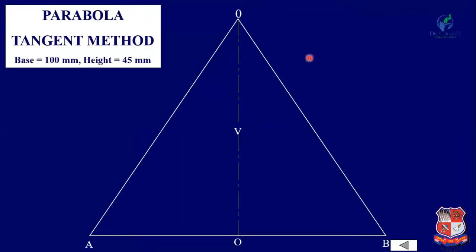Now the next step is to divide this line AO' into 10 equal divisions.